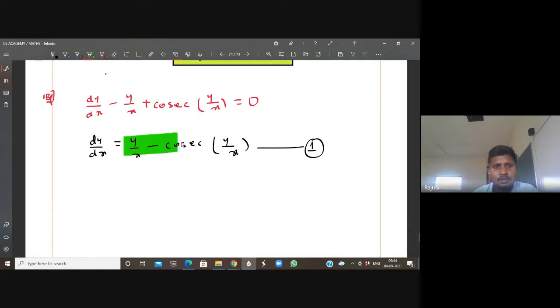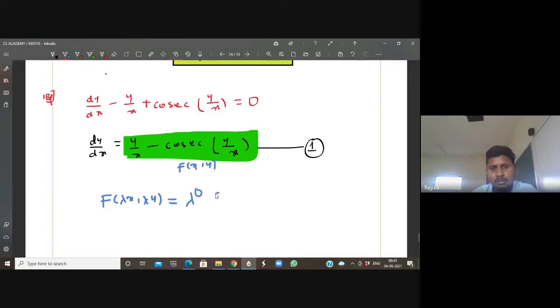Yeah, this RHS value you can take as f of x comma y. Then you can find f of lambda x comma lambda y. When you substitute lambda x, lambda y, lambda gets cancelled. Here also lambda. Surely we are going to get lambda to the power of 0 times f of x comma y. So clearly it is a homogeneous function, a homogeneous differential equation in y or x. Is it in y or x?